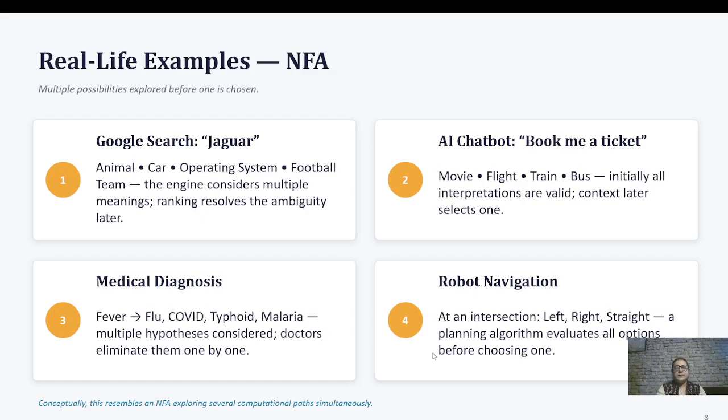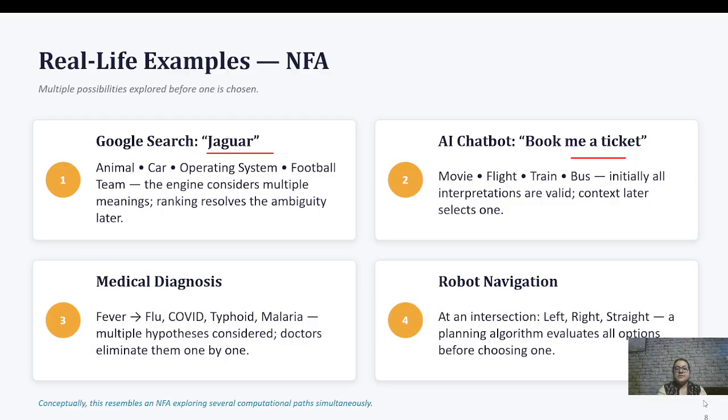Now, let us consider the situations where multiple possibilities exist. Suppose you search for the word jaguar in Google. Initially, the search engine may interpret it as an animal, the car, the operating system, or a sports team. Similarly, when an AI chatbot receives the request, book me a ticket, it may initially consider flights, trains, buses, or movies before selecting the correct interpretation using the user's context.